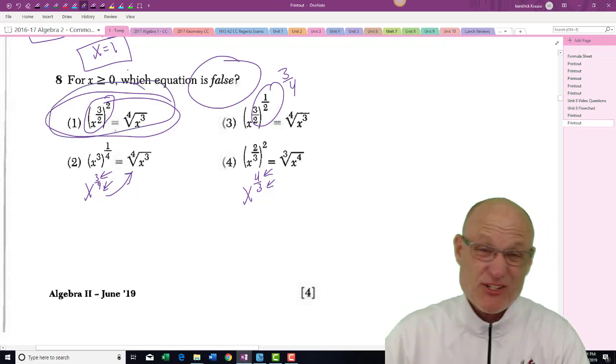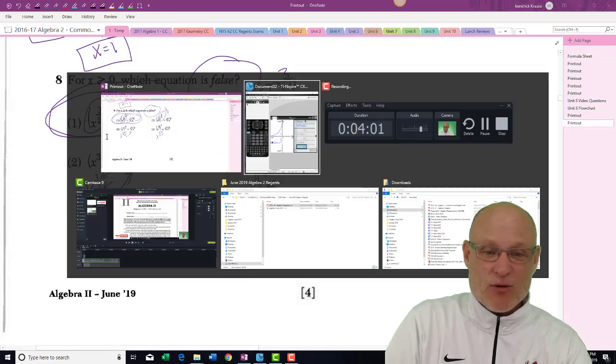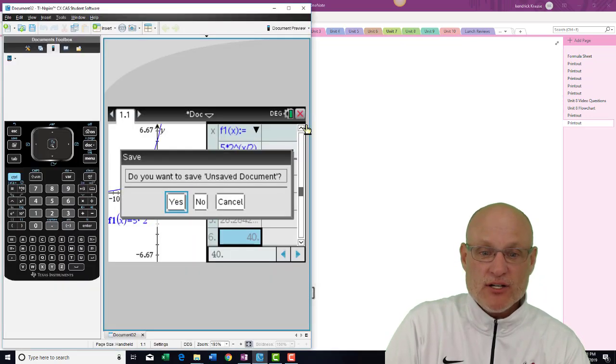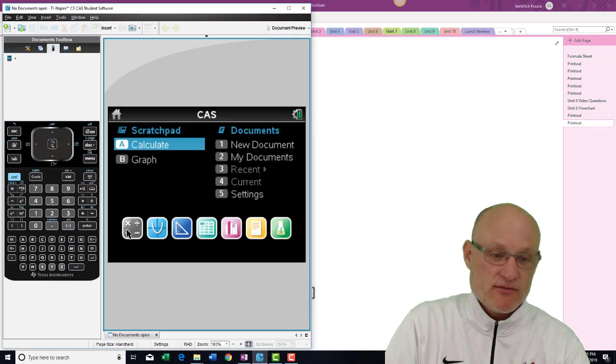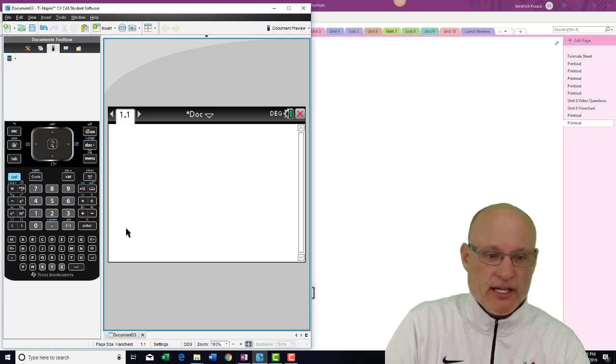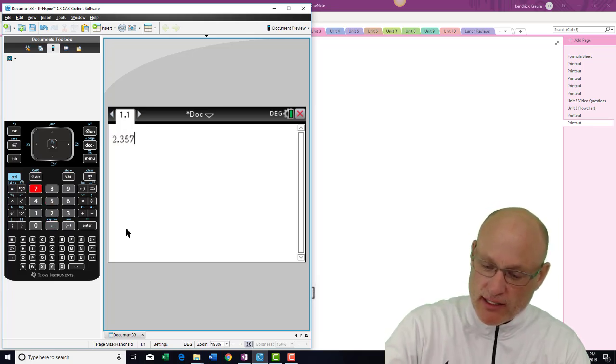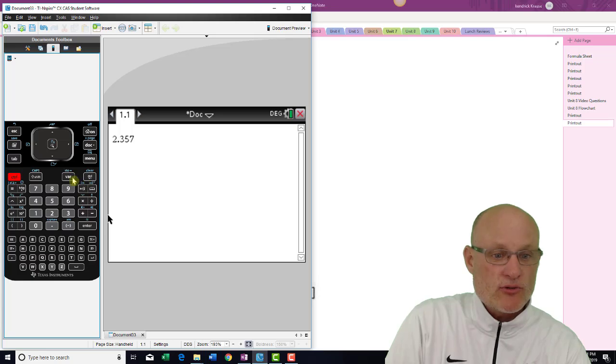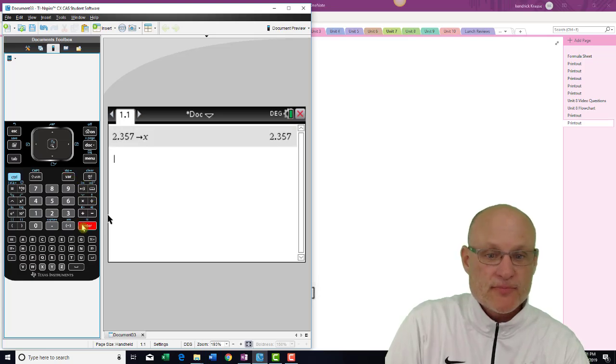Now, how could I check that to make sure I'm right? I mean, I want to make sure I'm right. Actually, the only reason I missed it before is because I did not read correctly. So I'm going to take some stupid number, store it in for x. I missed the false thing.